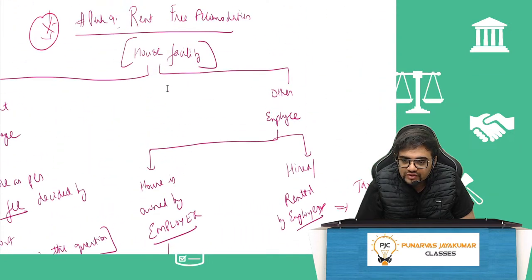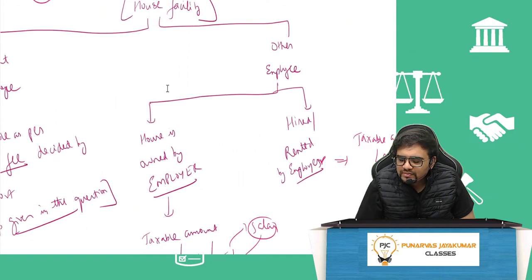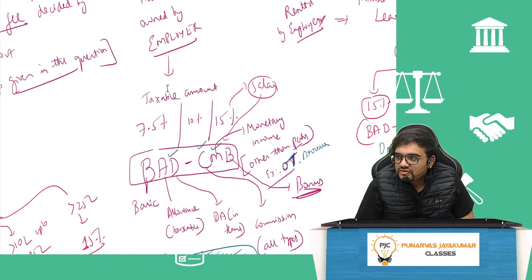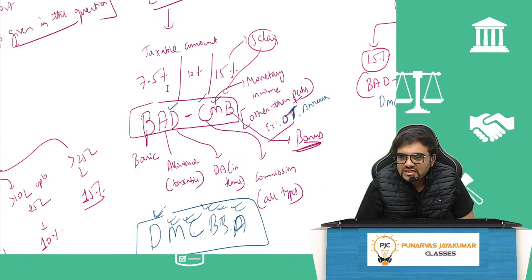This is if you are another employee, a private employee, and the house is owned by the employer, who is giving it to you to stay for free. You still have to pay tax. How much? 7.5% or 10% or 15% of salary. What is salary here? Basic salary and taxable allowances.